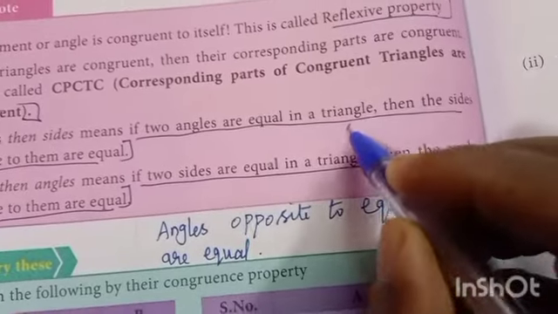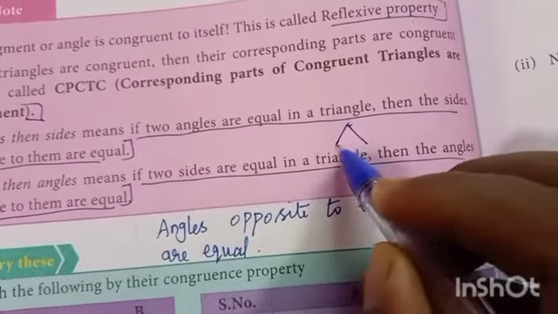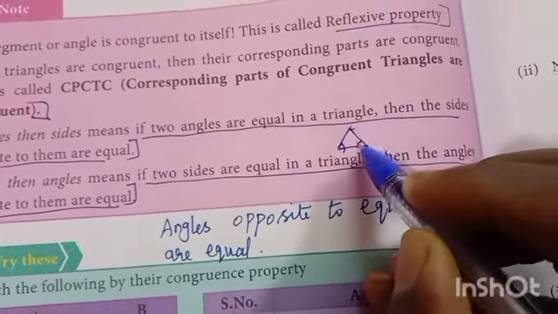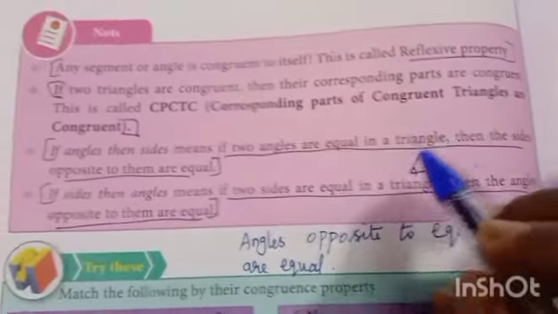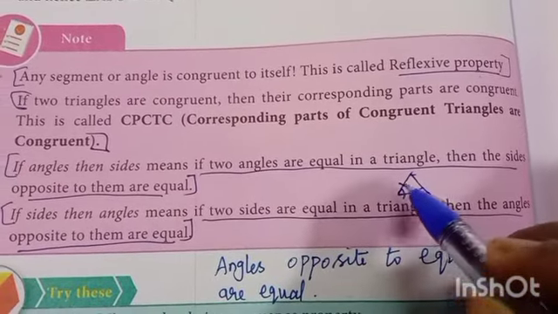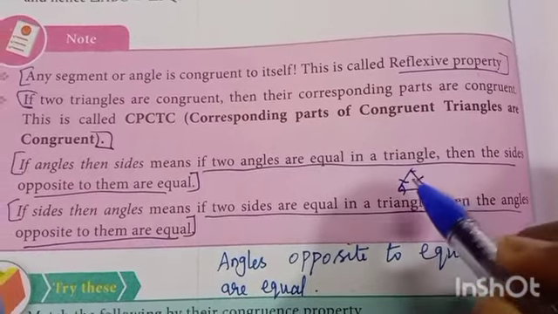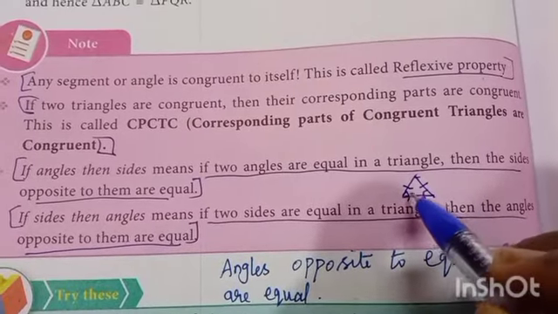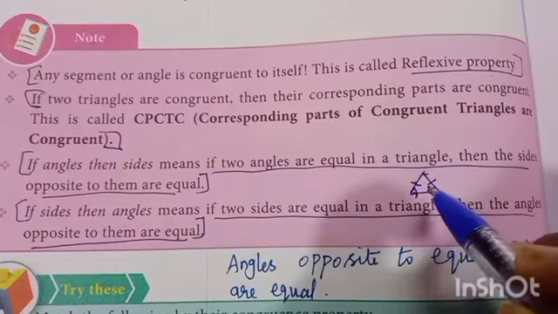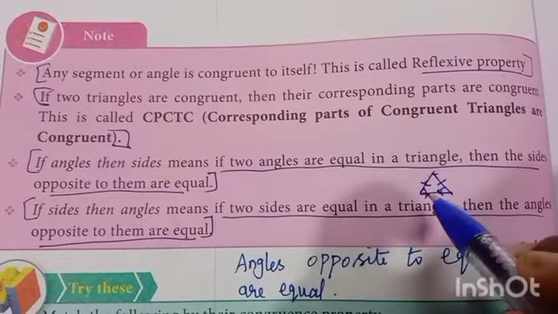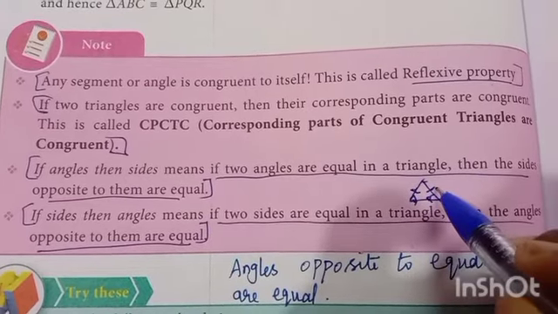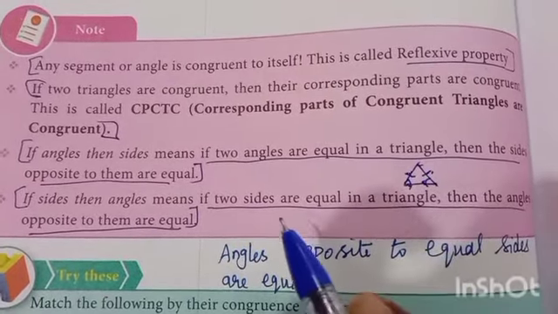For this triangle, suppose these two angles are equal. Then the sides opposite to them: for this angle the opposite side is this, and for this angle the opposite side is this. So, these two sides are equal. That is one statement.